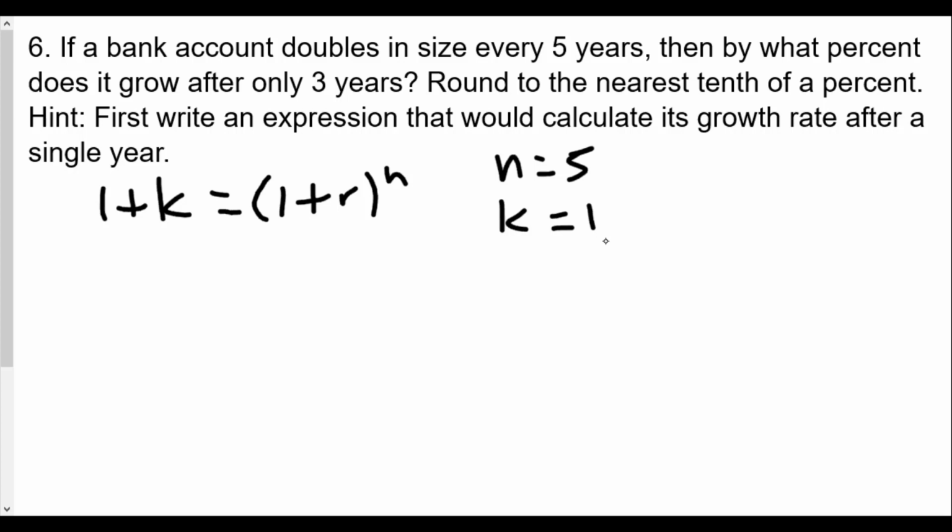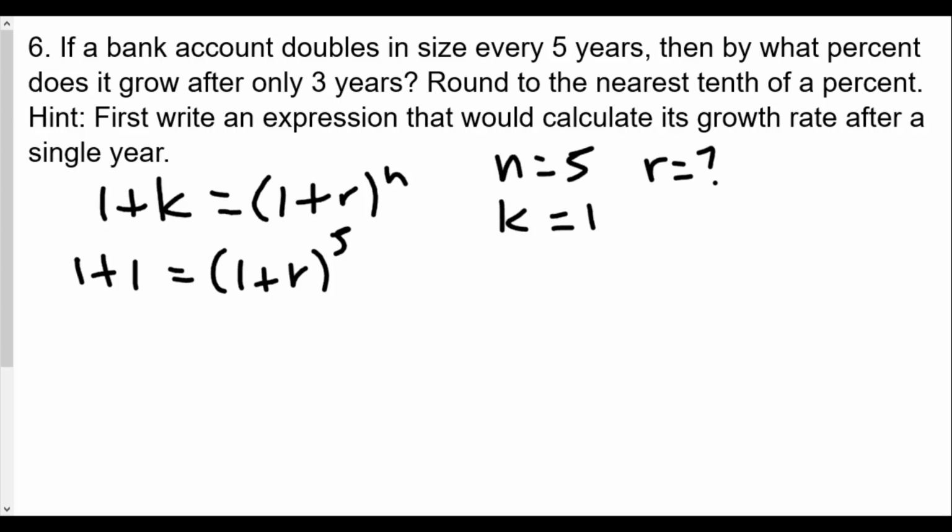Right? And our r value will be the unknown value here. So we're going to have 1 plus 1 is equal to 1 plus r, all raised to the 5th power. So we're going to find r, the annual rate, but then we'll figure out what happens after 3 years. So we're going to raise both sides, okay?